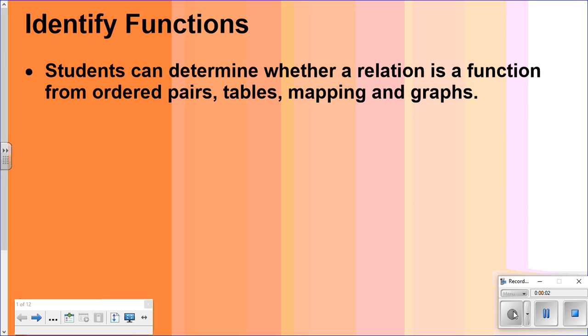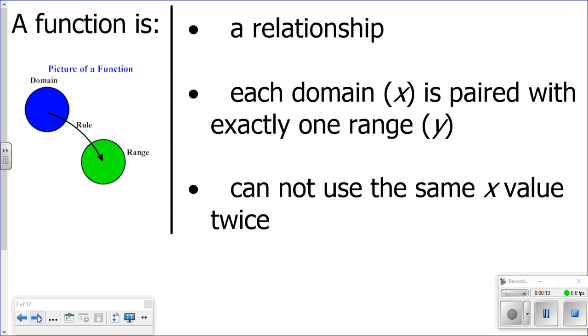In this lesson, we'll be identifying functions. You'll be able to determine whether a relationship is a function from the ordered pairs, tables, maps, and graphs. So a function just means there's a relationship, and each domain, which is the x, or the input, is paired with exactly one range, or output.